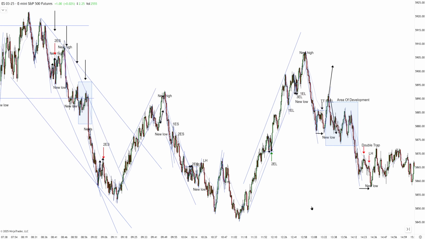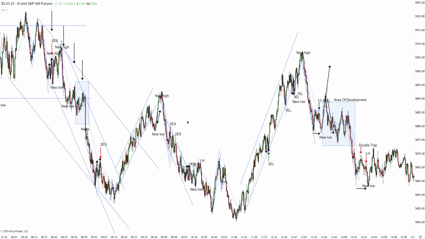So this is the overall session for today. A lot of price action. You'd expect more setups, not too many great setups, but a few decent setups overall.